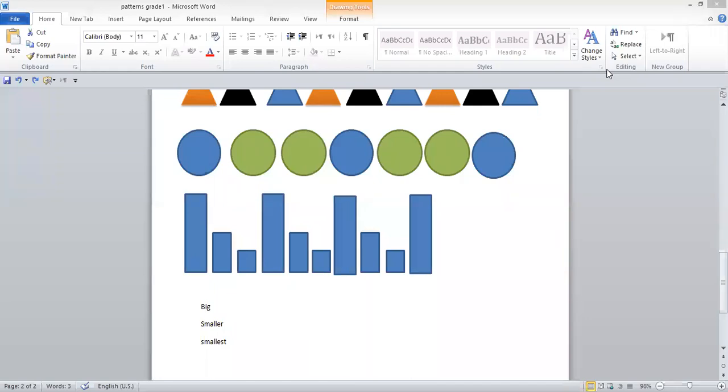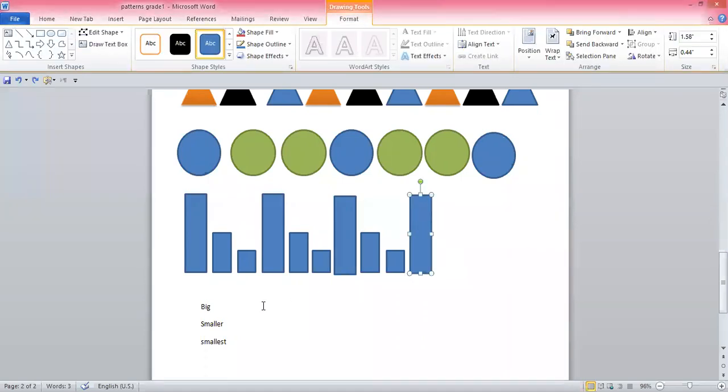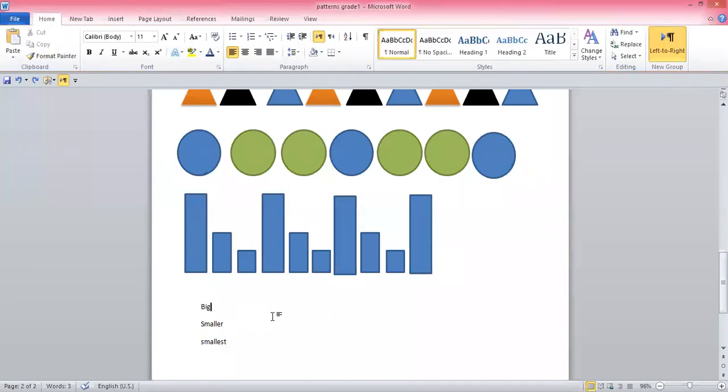Muhammad Kashan. Muhammad Kashan, can you hear me? Yes, sir. Yes, Muhammad Kashan. Tell me, after this big rectangle, which size will come? Smaller, smallest, or big? Smaller. Why smaller? Because in the pattern first big and then it's smaller and then it's smallest. That's very good. Thank you, Kashan.